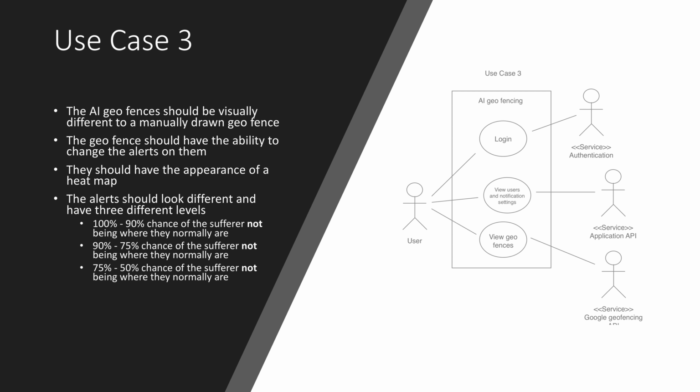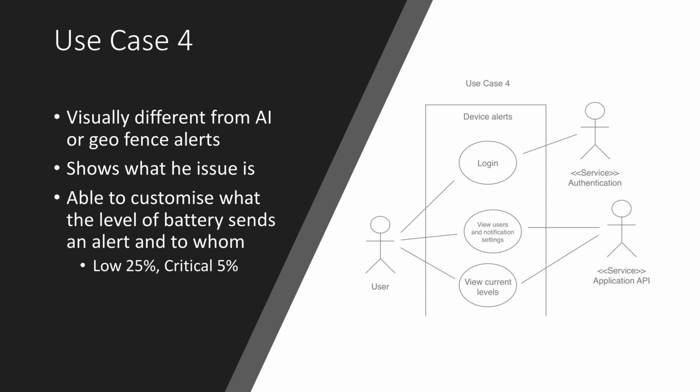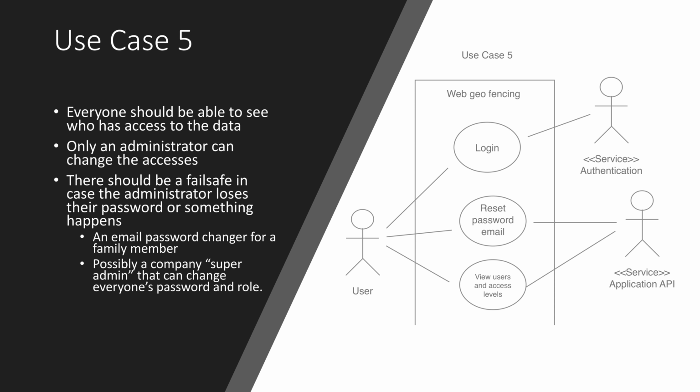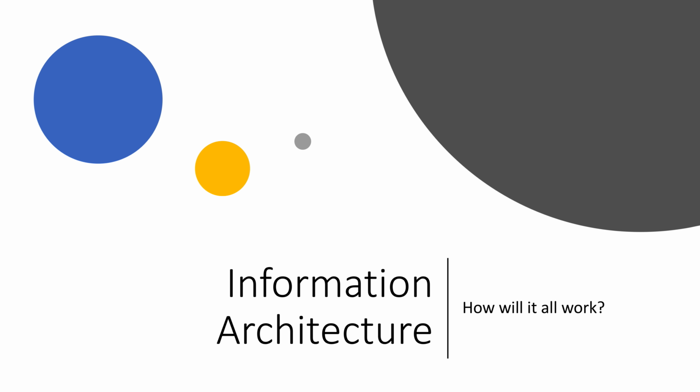We also have the AI geofence. This is pretty important because this is what really sets this product apart. Wherever the patient is, if they're not quite where they'd normally be, then an alert or different alerts will go out to the people that they need to go out to. Number 4, we're looking at alerts from the device itself, so battery alerts or if the device fails. And 5 is the administration of the device.